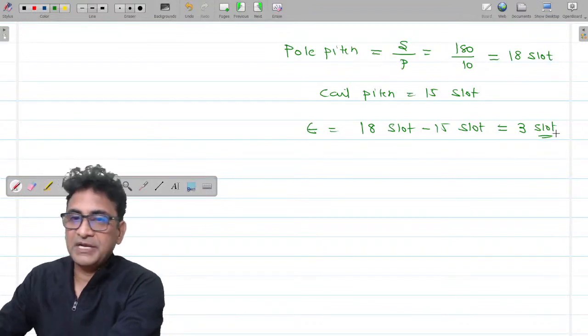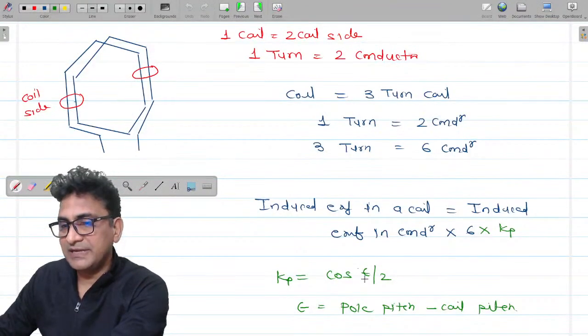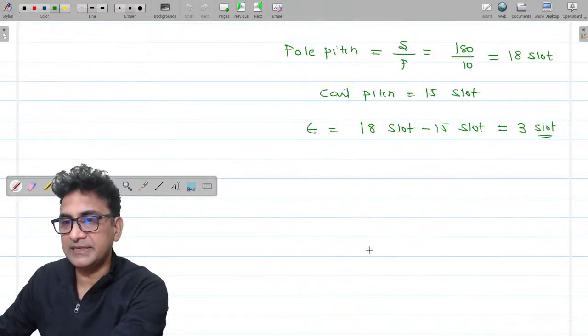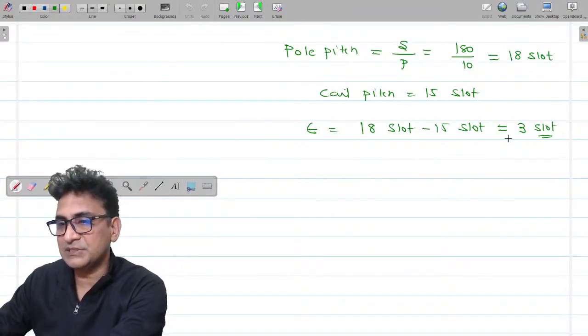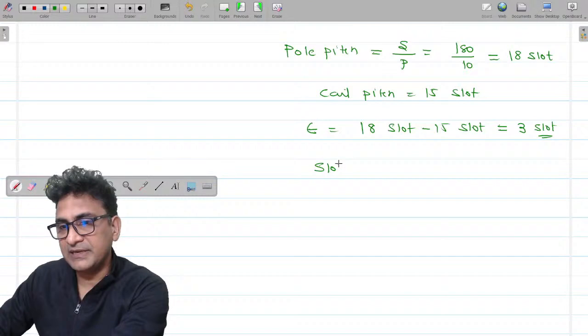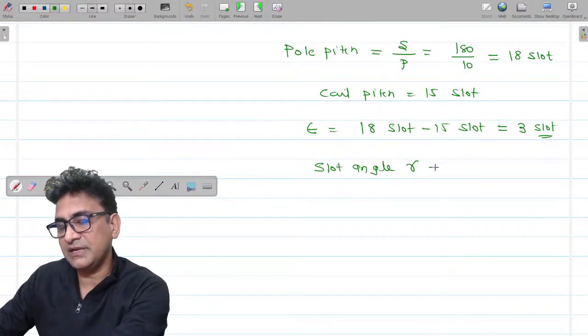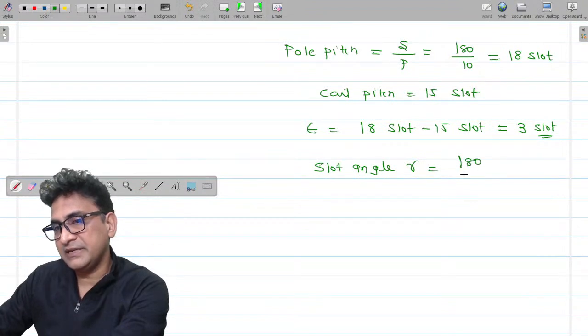But we have to find out the chorded angle in terms of electrical degree, because in this formula we will use epsilon, which is the electrical degree. So we have to find out the slot angle. It is equivalent to 3 slot. So first find out the slot angle. What is the angle of a single slot?